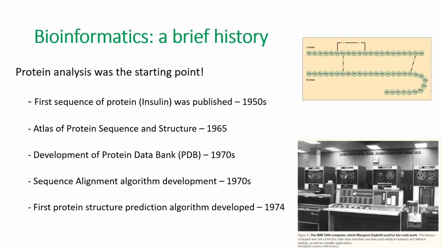But as discussed earlier, protein analysis was the starting point, because a protein is a versatile molecule, and at that time it was believed that protein is the hereditary molecule. So a lot of work was being done on proteins. The first protein sequence, insulin, was published in the 1950s. The atlas of protein sequence and structure was developed in 1965. And then in the 1970s, the Protein Data Bank was developed.